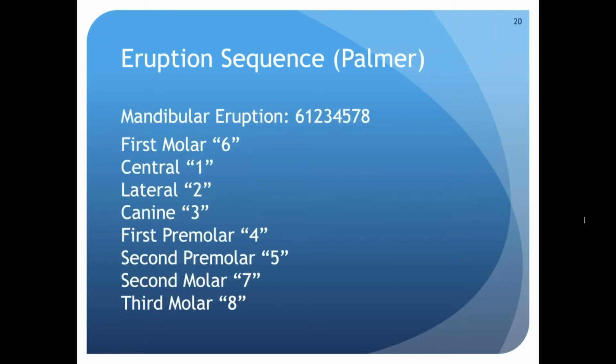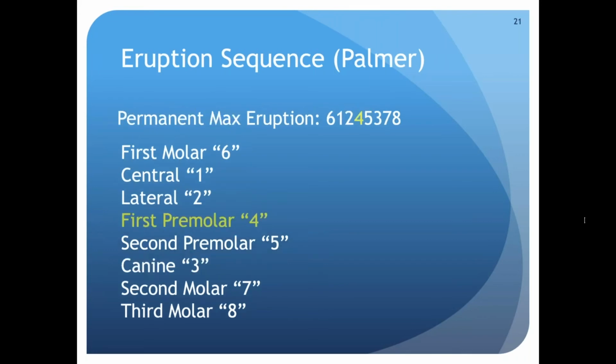So again, there's probably an easy way to think about this when we think about our Palmer notation. So, eruption sequence for Palmer. In adult dentition, we go from lettering to numbers. So 1 is our central, 2 lateral, 3 canine, and so on. For our mandibular, our 6s are going to erupt first, our permanent molar, followed by our central, lateral, and canine. First premolar, second premolar, second molar, and then third molar. So the mandible is pretty straightforward. Just always remember that first molar is going to erupt first, and then everything else is going to go in order from the central all the way to your third molar.